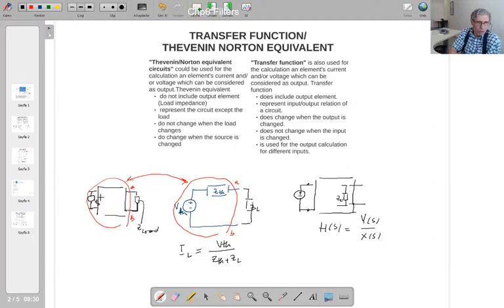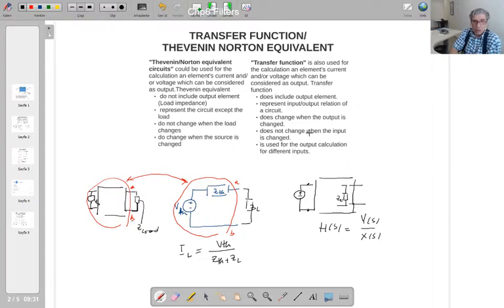When you change the load here, so put another load here, this equivalent circuit does not change. That is as it is, isn't it? Because I kept this outside the circuit. So therefore, when you change the load, the Thevenin equivalent circuit does not change.